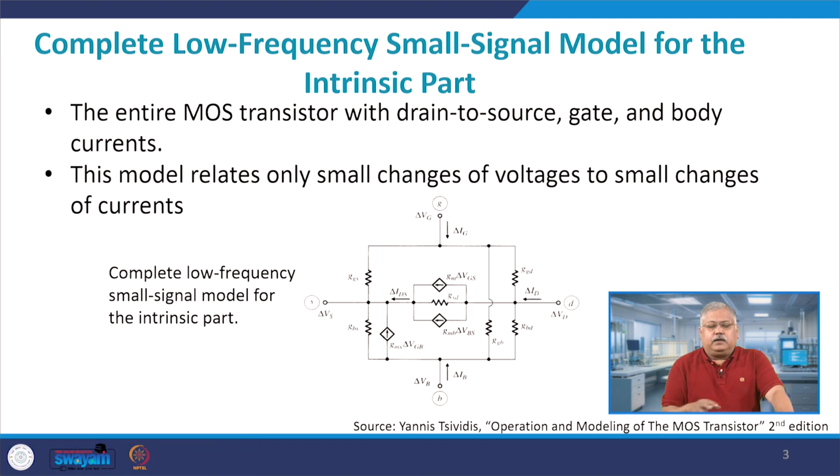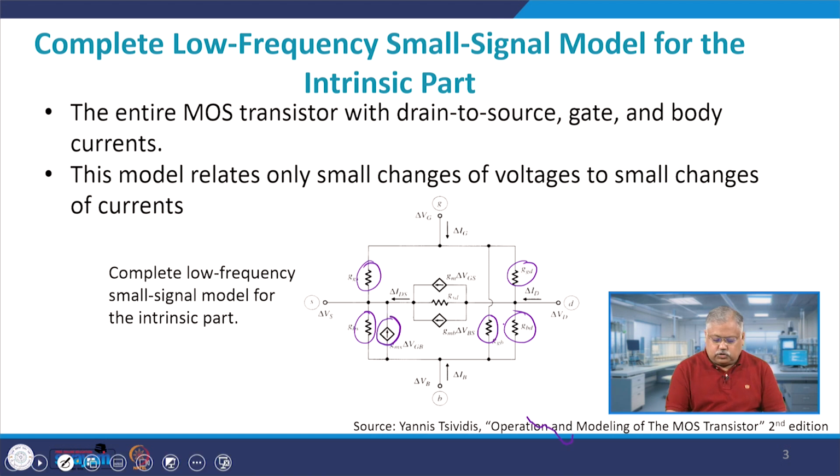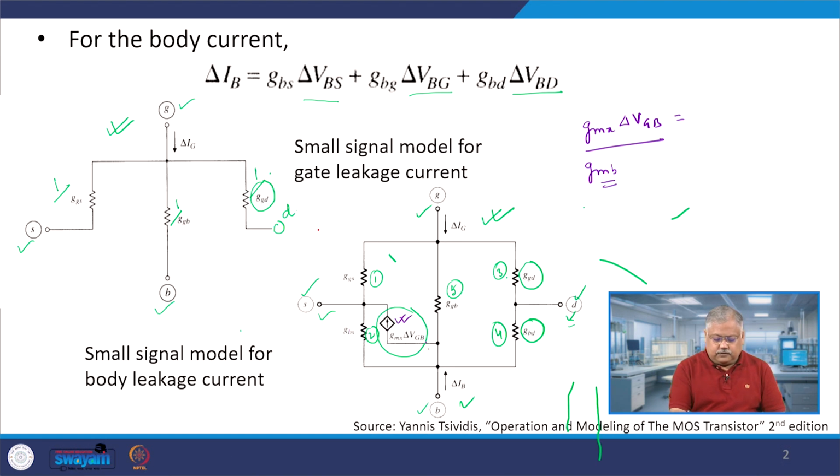Now, let us take the complete small signal equivalent model for the intrinsic part only. We are not taking any extrinsic part, we are only taking the intrinsic part in the proper fashion, and with that we will do a complete low frequency modeling. If you look at this figure in the intrinsic part, we have already taken into consideration these 1, 2, 3, 4 and this 5 that we showed in the previous slide. Then the controlled source because of VGB is also done. These 4 components are there.